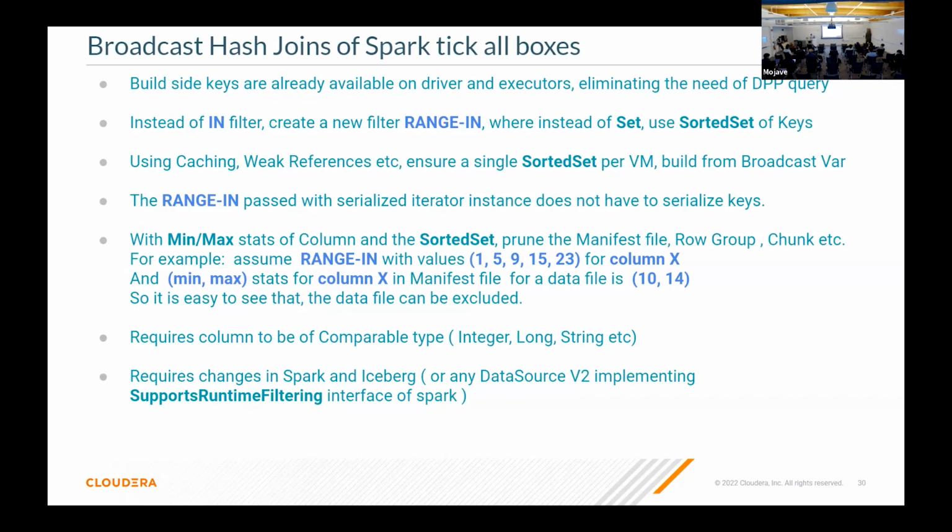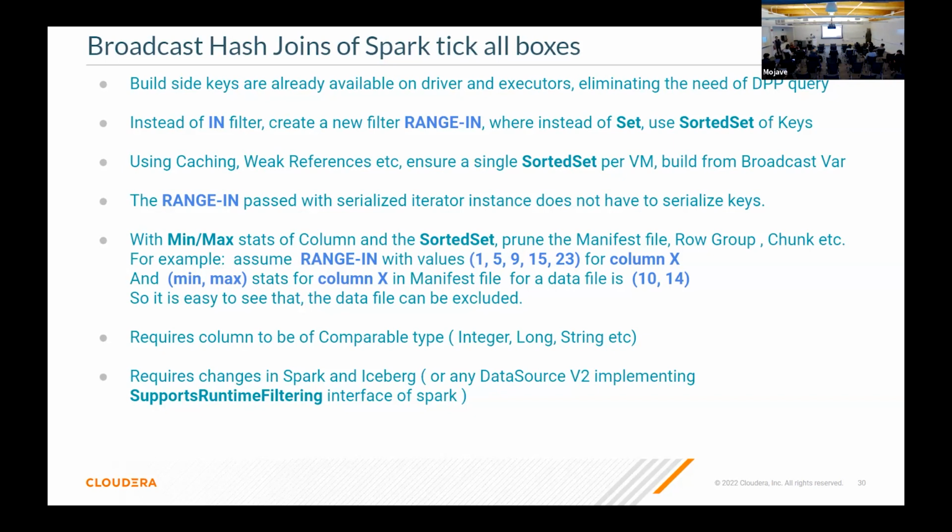So even if multiple partitions execute in the same VM, they would all be referring to the same instance. And as I said, since the range and filter which we are creating is not actually storing values, but a sort of a pointer to the values, the serialization cost is removed. Now, how does this prune?